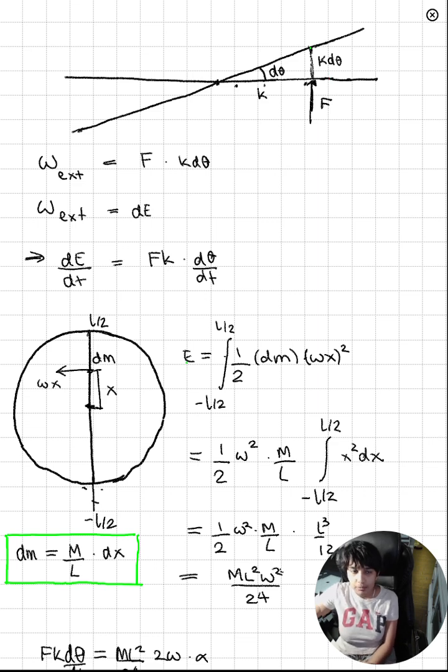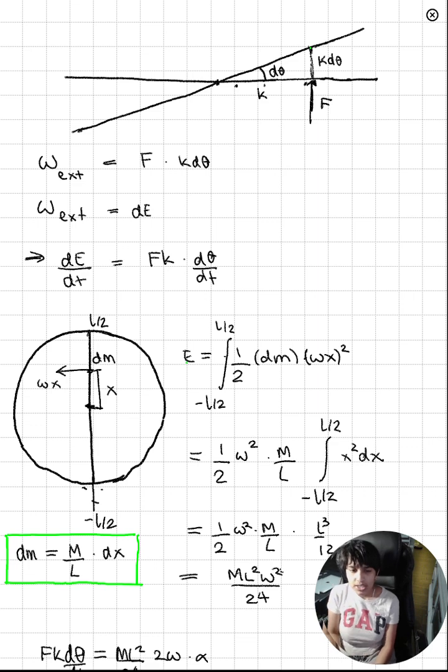In this case, we would say that the external work is equal to F times k d theta, because k d theta is the distance traveled, while F is the force applied. But the work is nothing but the change in energy. If we differentiate both with respect to time, we get dE over dt equals Fk times d theta over dt. So let's keep this equation in mind.